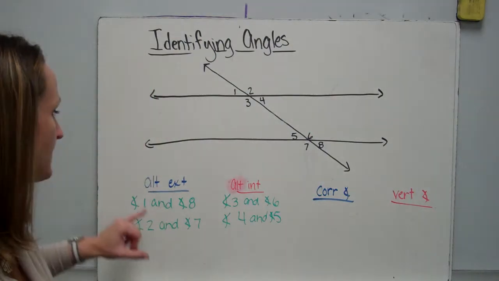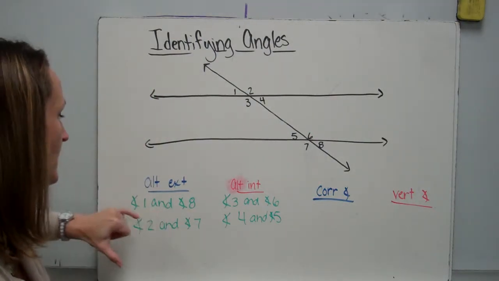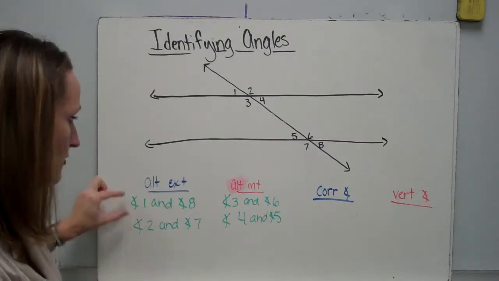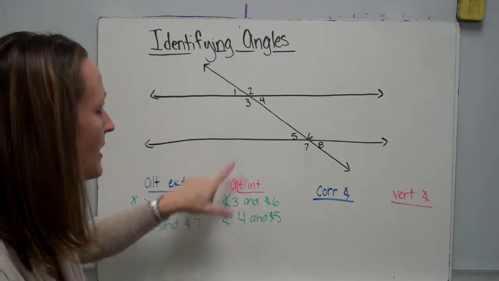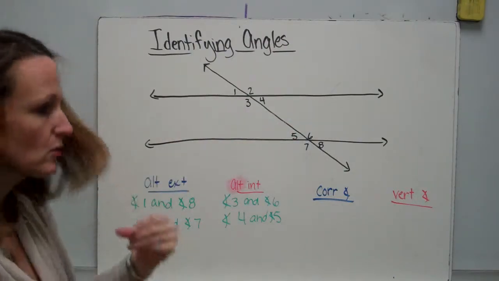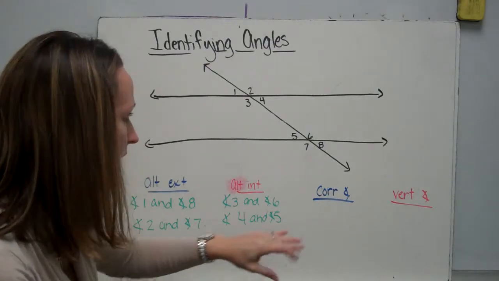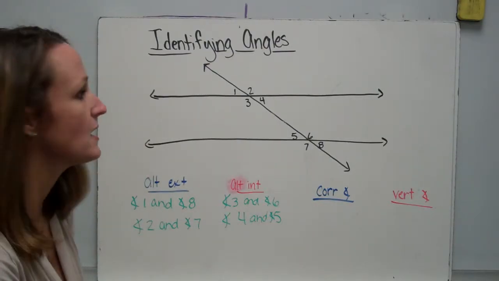Okay, and what do we say about these? These two are alternate exteriors, so they're congruent. These would be congruent to each other, not all 4 of them. Angle 3 and 6 are congruent because they're alternate interior. 4 and 5, congruent.